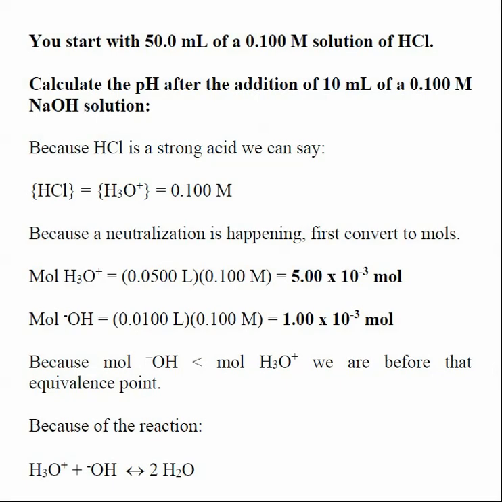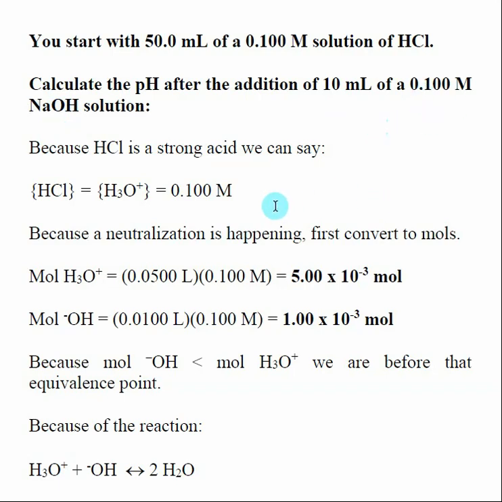Now we're going to look at what happens when we add 10 milliliters of a 0.1 molar NaOH solution to our initial HCl solution. So once again, because it is a strong acid, we can say that HCl is equal to the concentration of hydronium, which is 0.1. And actually we can say the same thing about NaOH. For every 1 mole of NaOH, we get 1 mole of hydroxide. So we can say that the concentration of hydroxide is also 0.1.